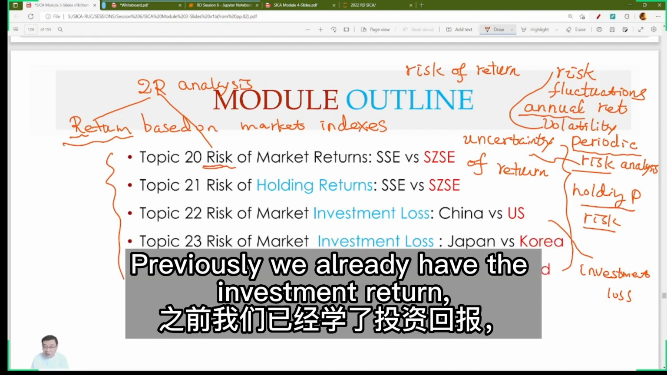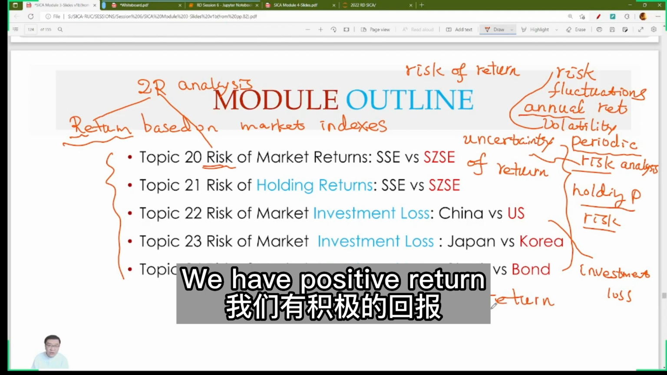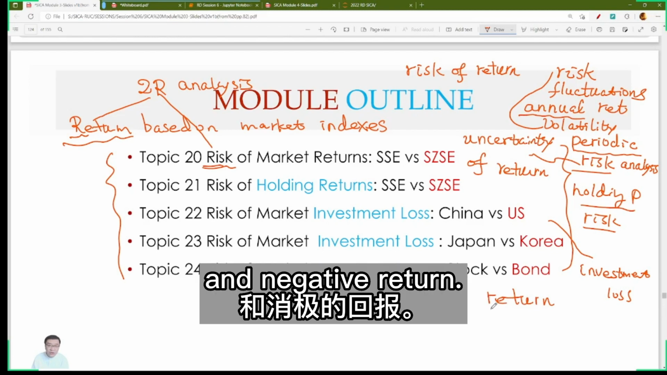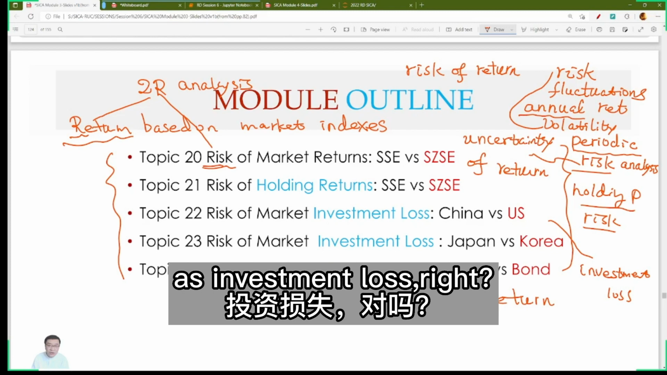Investment loss. Previously, we already have the investment return. In this term, it is actually a neutral word. We have positive return and negative return. Here we specially call the negative return investment loss, right?